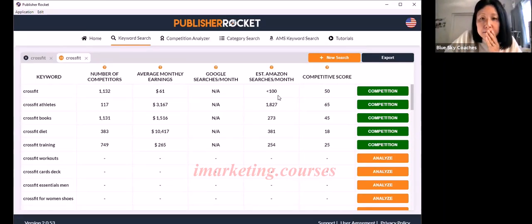Flory, go back to the basics of the trainings. You need to download KD Spy onto your Chrome browser, and there are a lot of training videos around how to use that. And for this one that we're just showing right now, if you just Google Publisher Rocket, you should find a link to purchase this software.